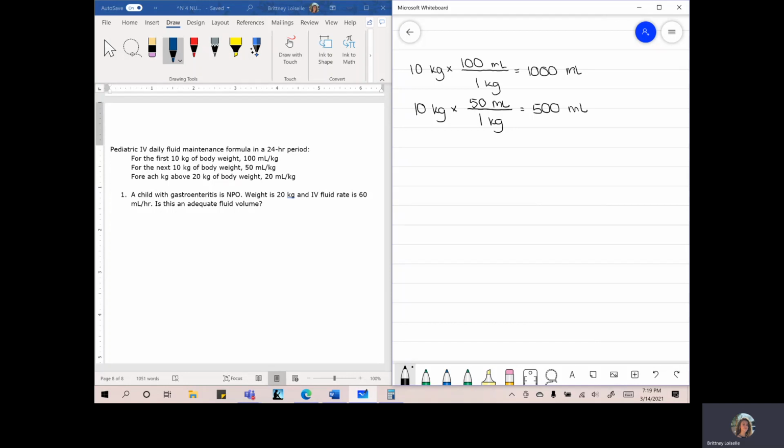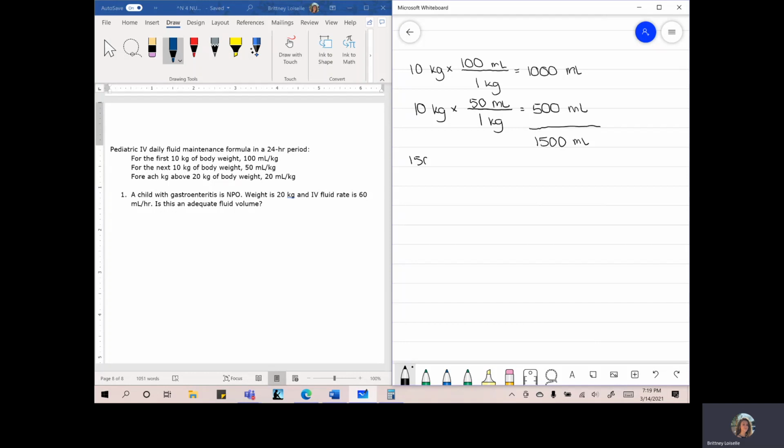And let's say if the patient was 23 kilograms, we would do 3 kilograms times 20 milliliters per kilogram for that body weight above 20 kilograms. But since this patient is only 20 kilograms, we only have to do the first 10 and then the second 10 body weight, and we can add those together, so that comes out to 1,500 milliliters. And that's what the patient should be getting in a 24-hour period.